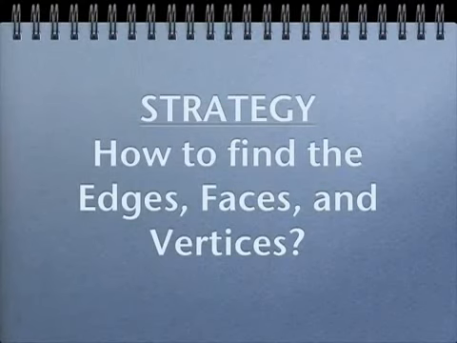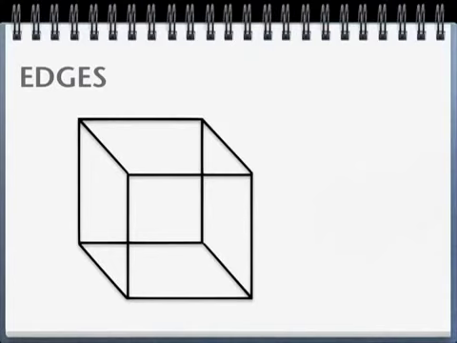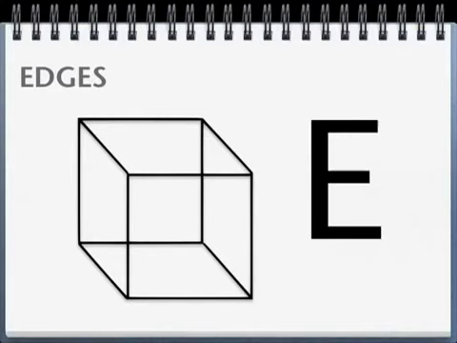So this is just one strategy on how to find the edges, faces, and vertices in geometric solid shapes. We're going to first look at a cube, and we're going to find the edges. So here's a cube, and what I tell students is think of edges, big letter E. So I have my students draw a big letter E next to the solid shape for edges. Then we talk about how it looks like a building. A building has a top floor, a middle floor, and a bottom floor. So if you look at your E, you have your top floor, your middle floor, and your bottom floor.